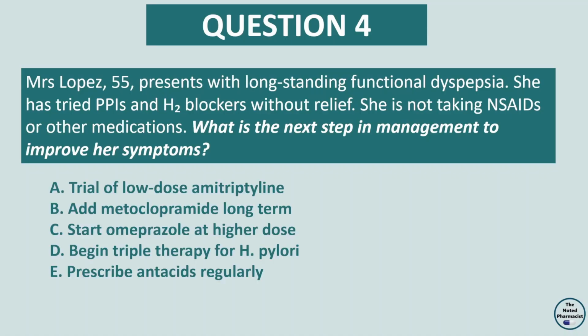Option A, trial of low-dose amitriptyline. Option B, add metoclopramide long-term. Option C, start omeprazole at higher dose. Option D, begin triple therapy for Helicobacter pylori. Option E, prescribe antacids regularly.